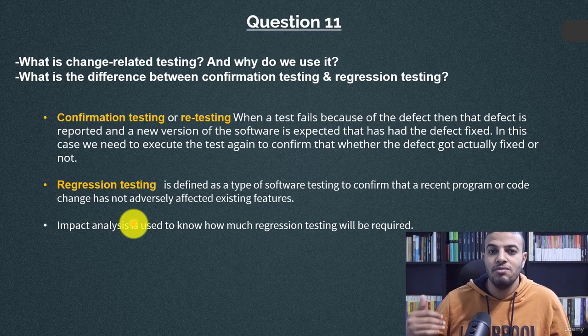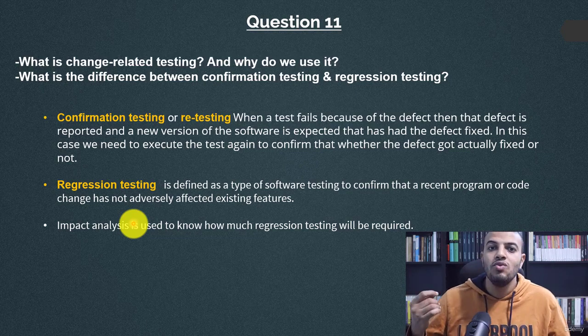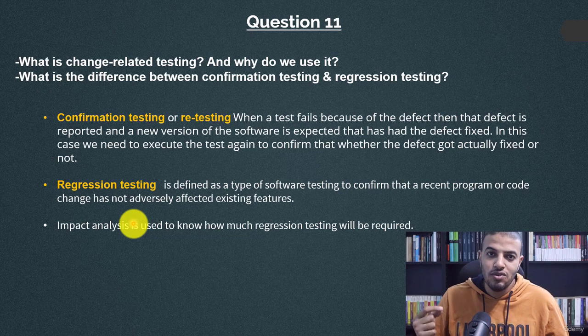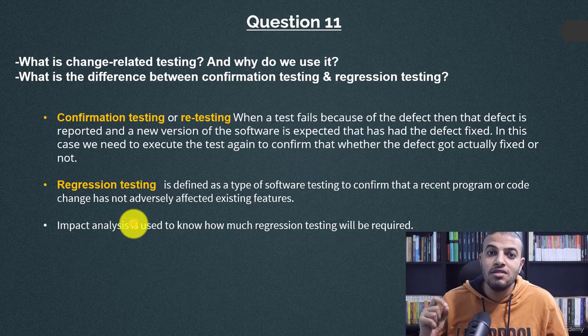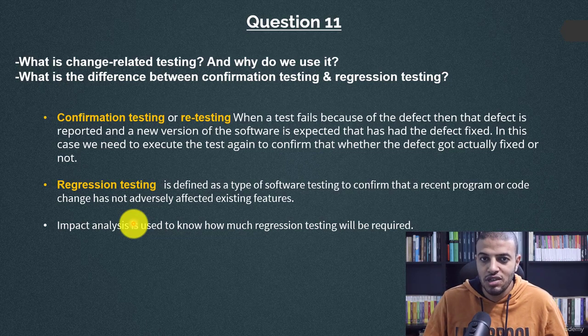And after we perform the change, after we execute it, we perform impact analysis again, okay? In this case, we perform it in order to know how much regression testing will be required and what are the parts of the system that we will perform regression testing on. Of course, it is a very good thing to automate your regression tests, but we are still in the manual tester interview questions, so we will not talk about this point now.